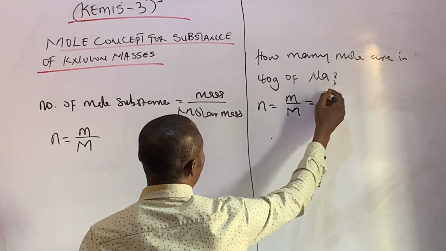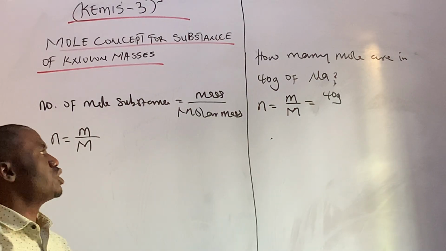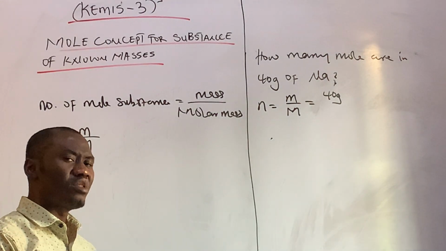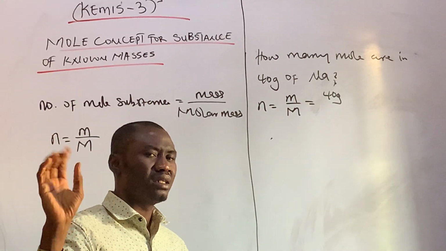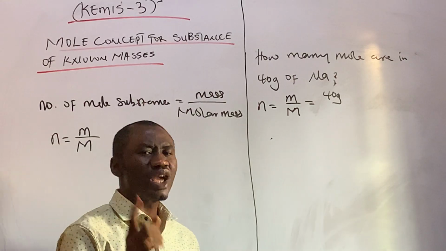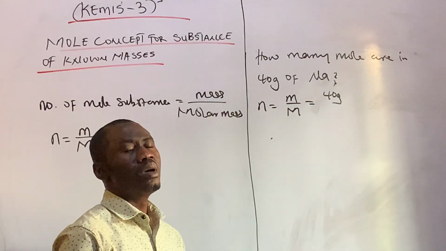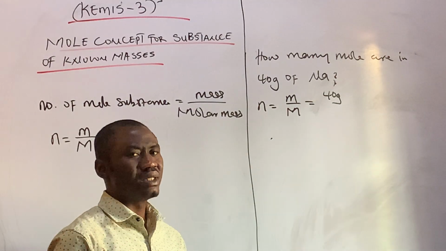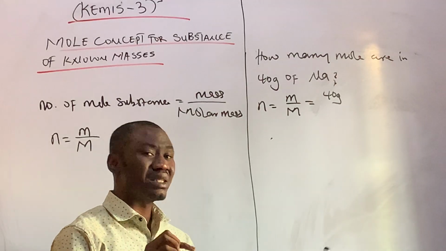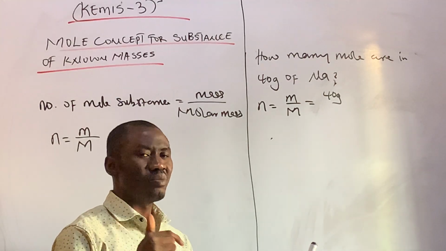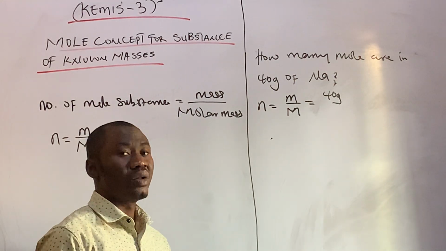The mass of the substance is 40 gram. But the molar mass of sodium is gotten from the periodic table. The molar mass of sodium is 22.99 something, but I want to have a whole number, so I will represent the molar mass of sodium as 23. Molar mass and atomic weight are the same thing, but they are not the same as mass number. There's a difference between mass number and molar mass or atomic weight. We did a video on that, you can check it on our channel.